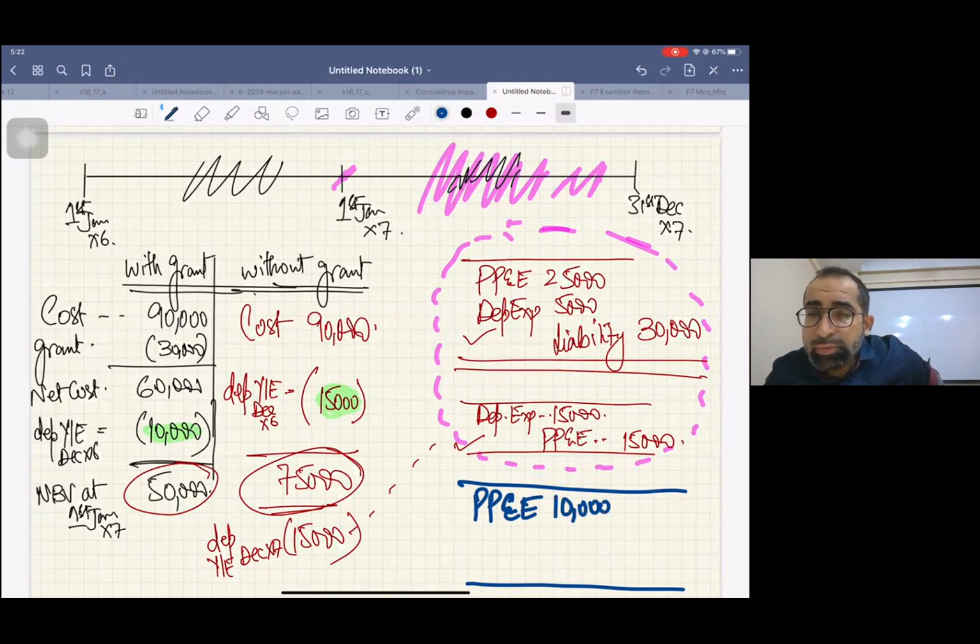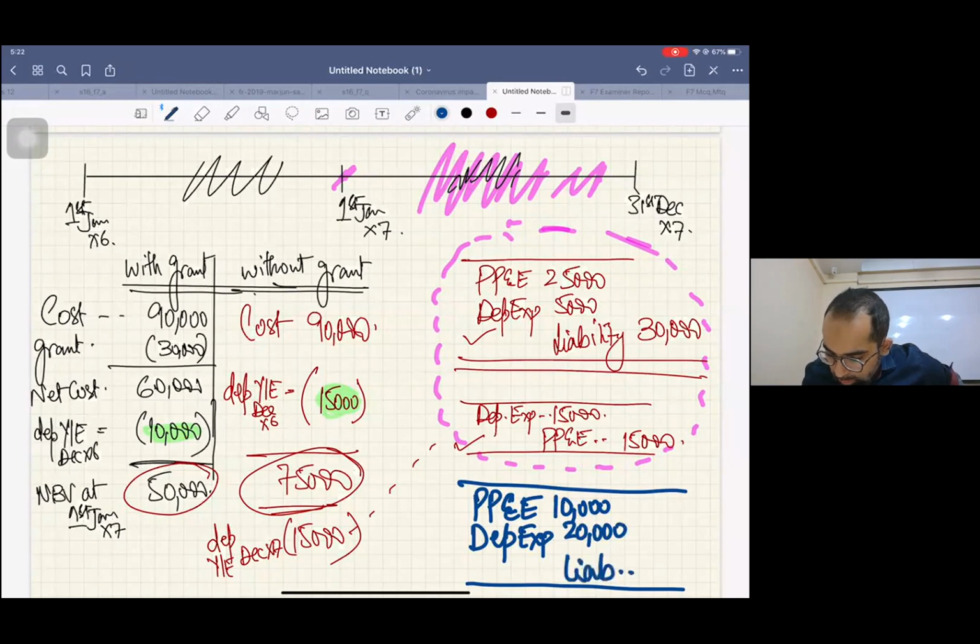Okay. Now, in the first entry, depreciation expense is debited by 5, and in the second entry, it is again debited by 15. So 5 and 15, it's 20. It's 20,000, right? And definitely out of these two entries, one thing is common, liability, 30,000. This is the answer of your question. That's it, final, done. Question done.